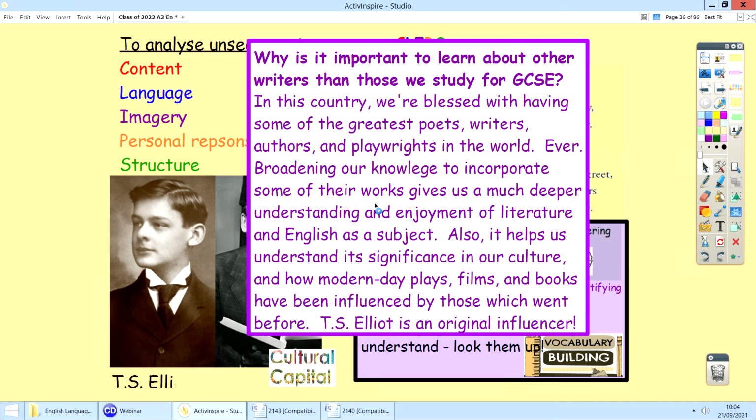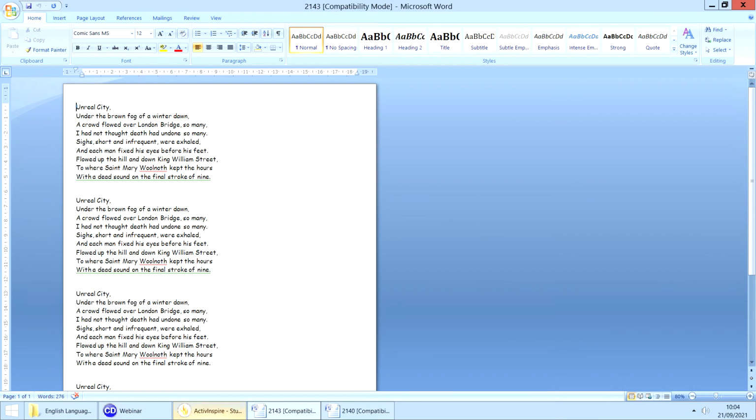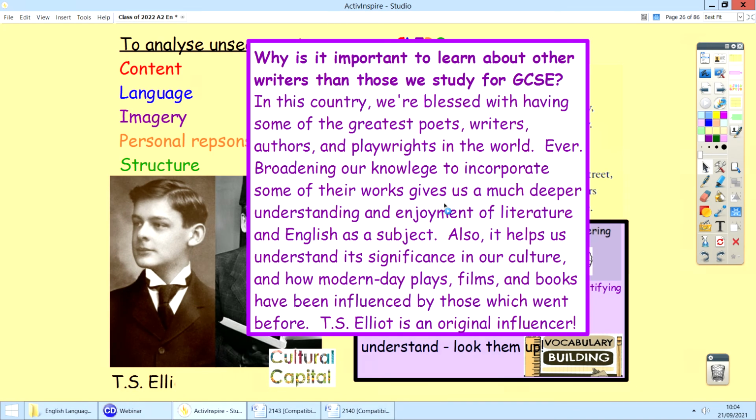And T.S. Eliot is the original influencer. He is one of the originals, and he is not to be underrated at all in the slightest. We have in Westminster Abbey, down in London, what's called Poets' Corner, where the greatest playwrights and poets and writers of our time and of our history are buried. Shakespeare is there, Dickens is there. We have a rich cultural heritage in this country, and we should make all the effort to appreciate it.